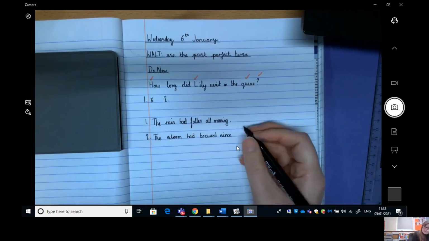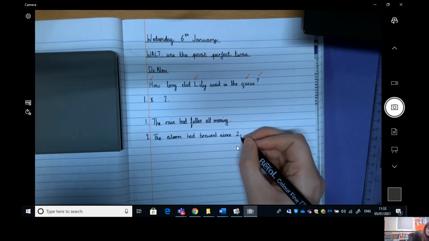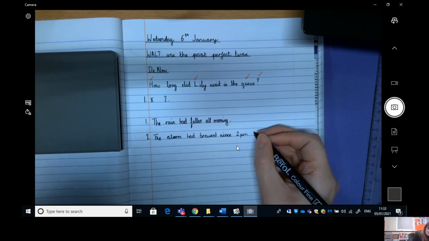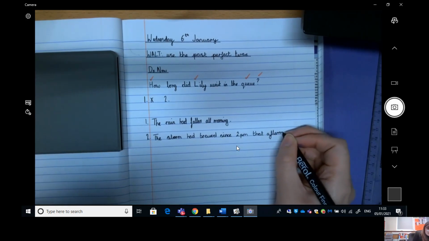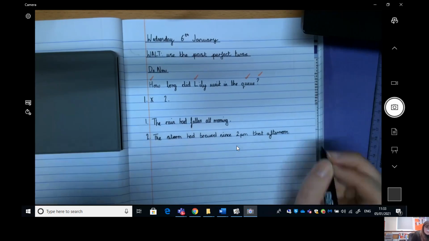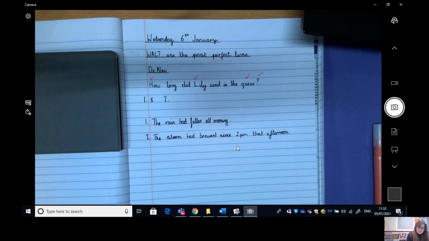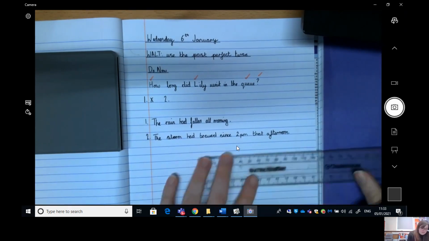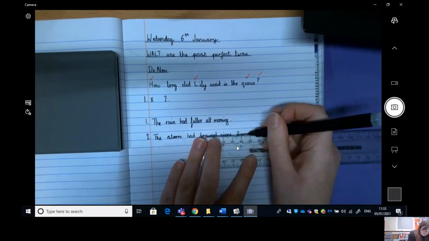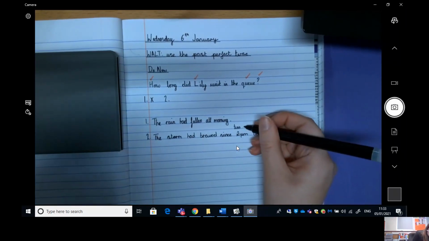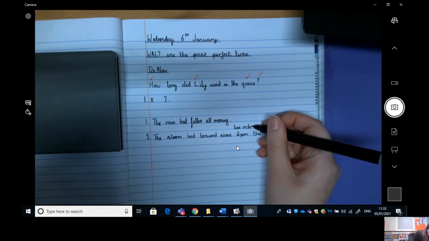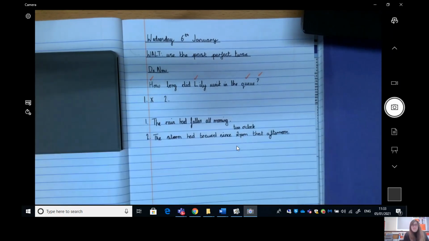So that's my subordinate conjunction, since 2 p.m. that afternoon. Actually, I think 2 p.m. might be a little bit informal, so I might have to actually change it to words. So I'm just going to cross this out with the ruler and just write to the top. So 2. Oh, I do apologise for my handwriting today.